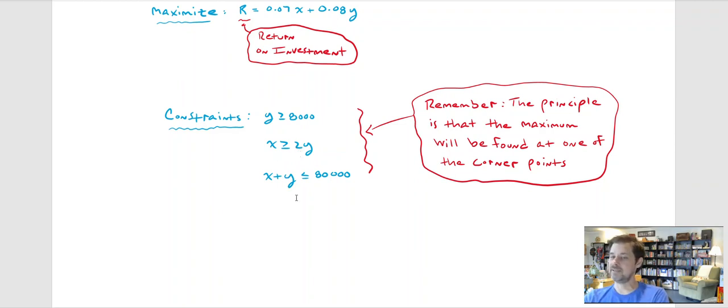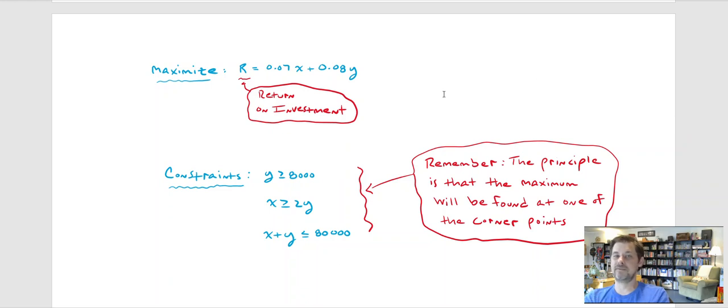And then that last verbal statement that I wrote down was that we're going to invest no more than $80,000 total, so that means the amount you invest in the CD plus the amount you invest in the mutual fund. Add them together, it's got to be less than or equal to 80,000. Okay, so that's everything. Now, when we solve a linear programming problem, the objective is to figure out what X and what Y give you the maximum possible value in this function.